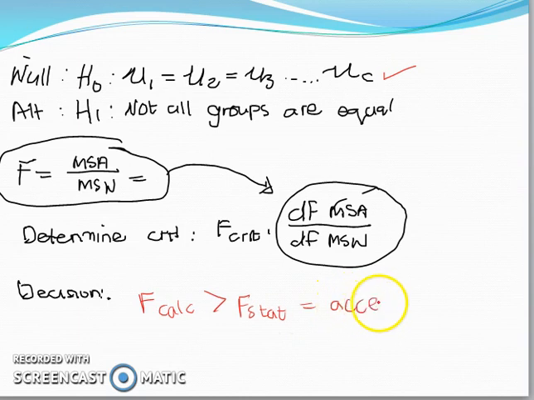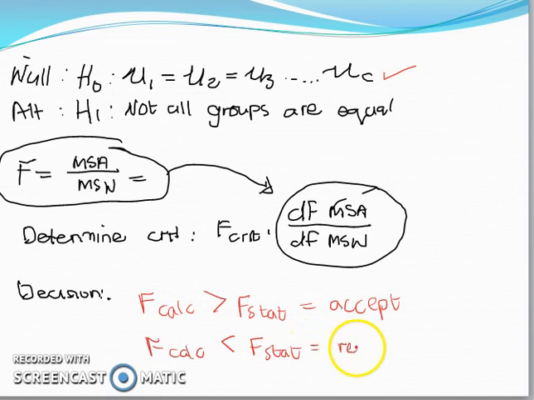So, accept, and if F calculated is less than F critical, then we reject. And if we do reject, then we perform the next procedure, which we'll discuss in the next screencast.